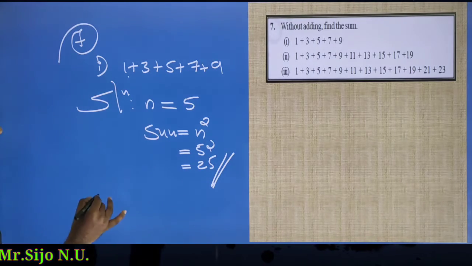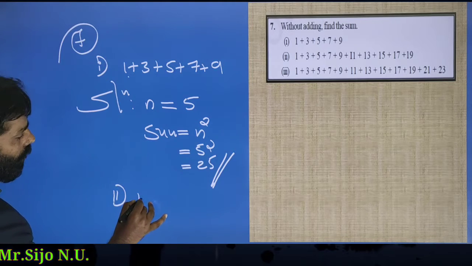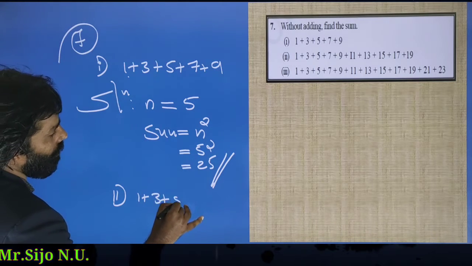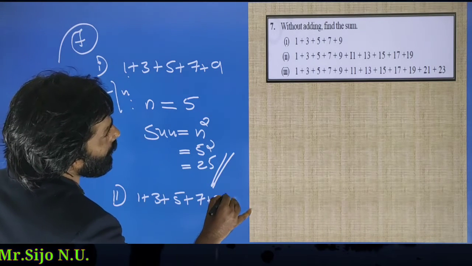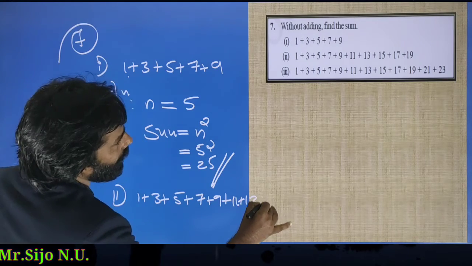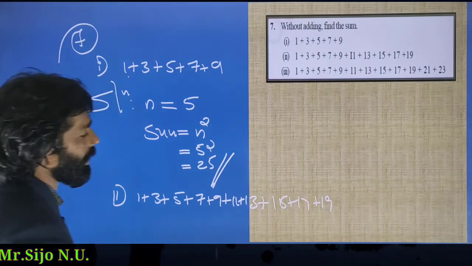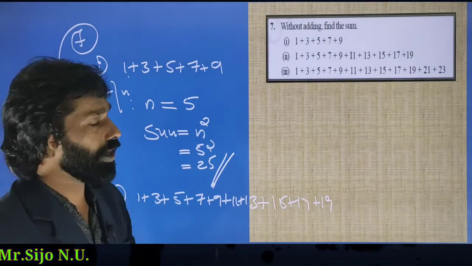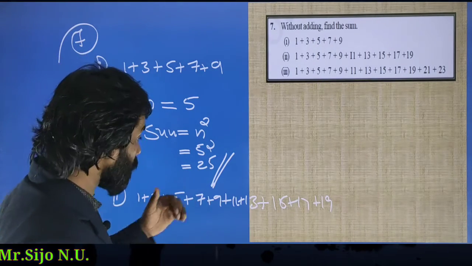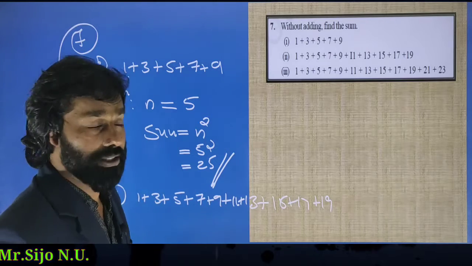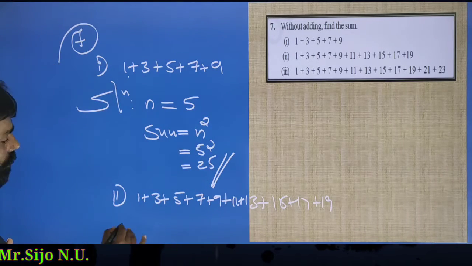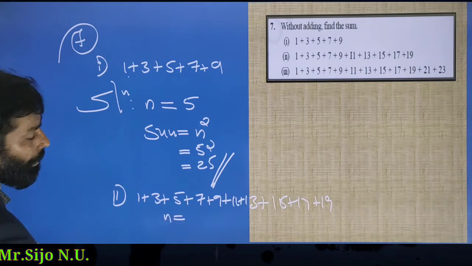Well, then what about the second question? That is 1 plus 3 plus 5 plus 7 plus 9 plus 11 plus 13 plus 15 plus 17 plus 19. Yes, we know these are all odd numbers. The sum of the first n odd numbers. So here also we have to first find out the value of n.